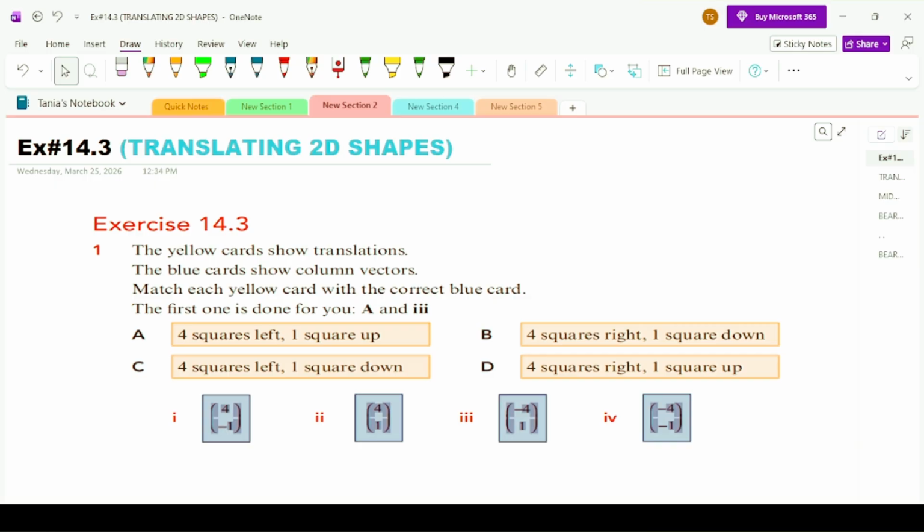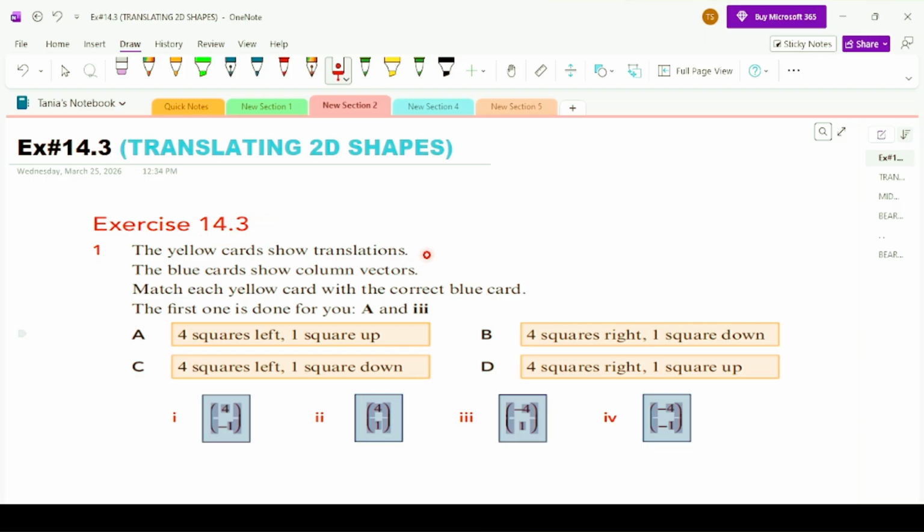We have already done the introduction of translating two-dimensional shapes. Now we have a very basic question here in this exercise. The question number 1 of exercise 14.3. What is the question saying?